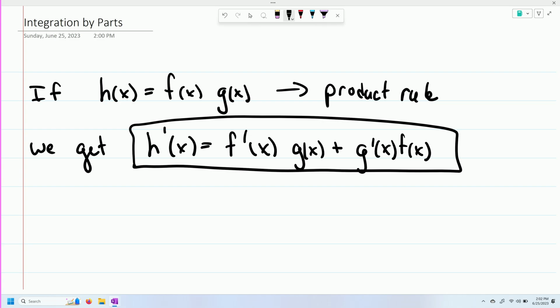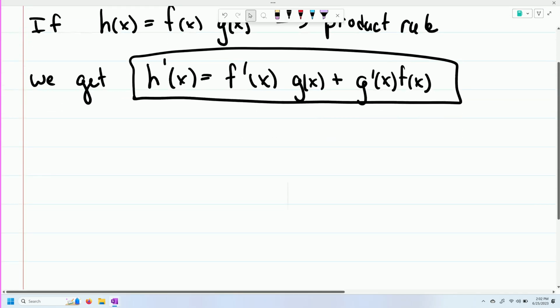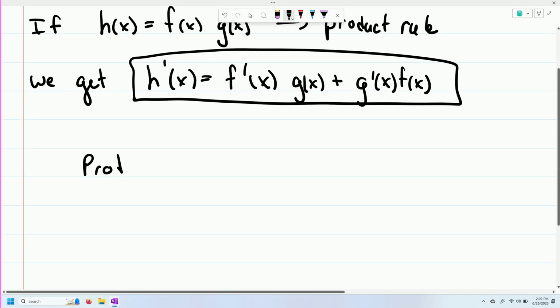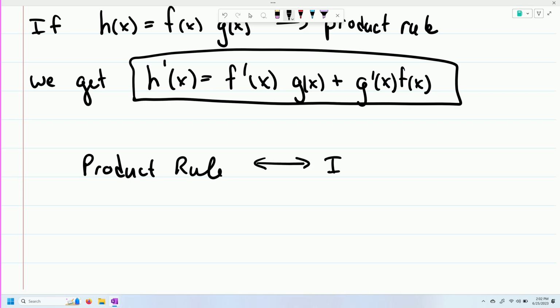Now, what's really interesting about what we're going to be learning here is we know that there's a relationship between differentiation and integration. Just like u substitution and the chain rule are related to each other, they're inverse operations. Integration by parts and the product rule are also inverse relationships. So there is the relationship between the product rule and integration by parts. That's the biggie right here.